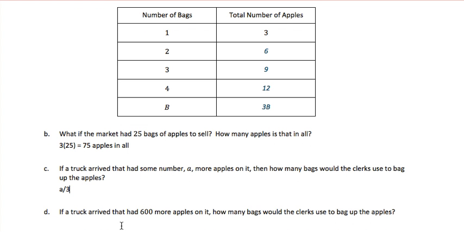If a truck arrived that had 600 more apples on it, how many bags would the clerks use to bag up the apples? So then we substitute 600 divided by 3, and we find that they would need 200 bags in order to bag up all of these 600 apples.